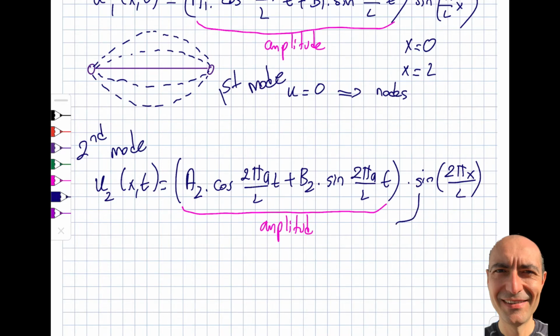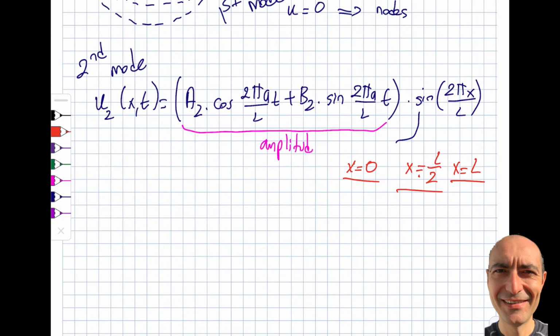And looking at this, where do I get my u equal to 0? You can see that if my x is equal to 0, I still get 0, right? It's the same as before, sine 0. Now, if I put x equal to, interestingly, L over 2, what happens when I plug L over 2 in here? I get sine pi, which is 0 too. Okay, so this was new. And the last one is if I put x equal to L, I still get sine of 2 pi, which is sine of 0, which is 0 as well. So now, this time around, I get 3 nodes.